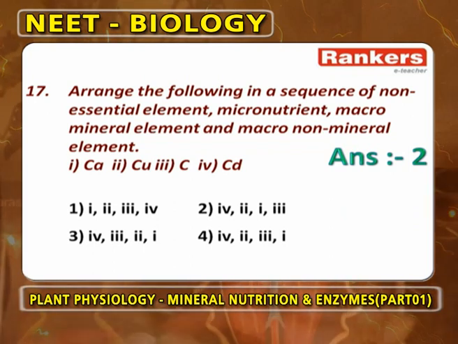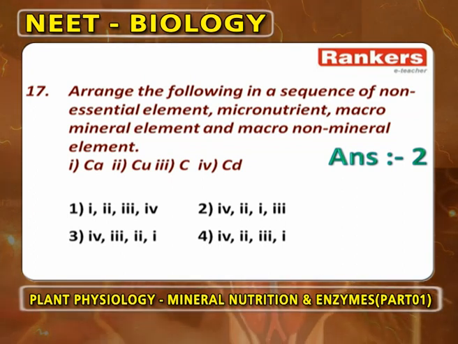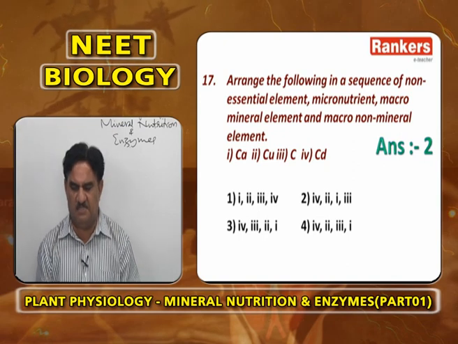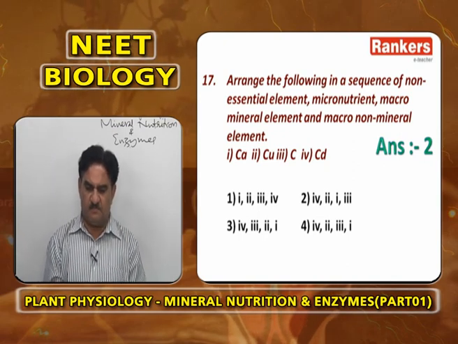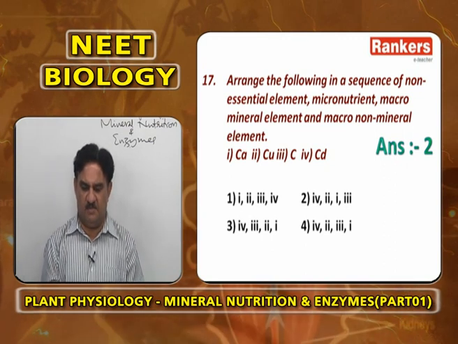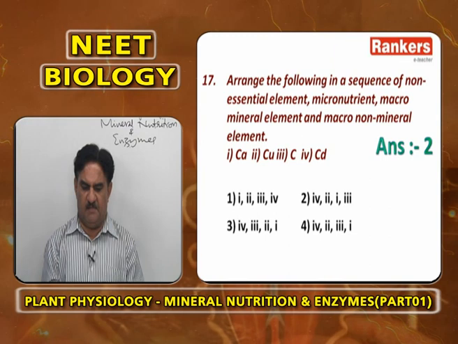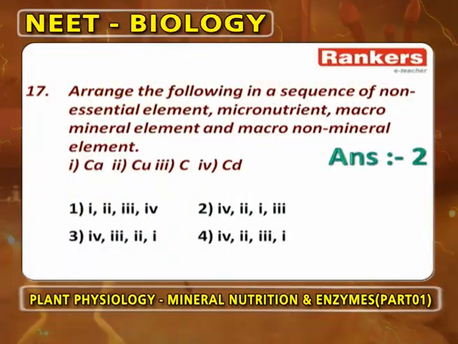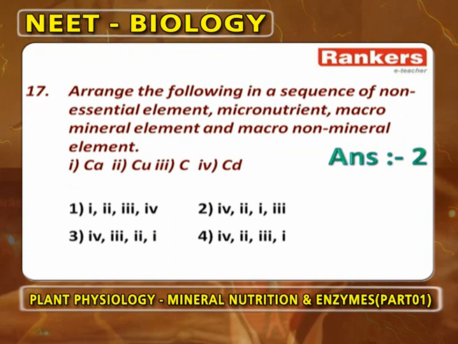Arrange the following in a sequence of non-essential elements, micronutrient, macronutrient, and macro non-mineral element. First, non-essential element: cadmium. Cadmium is a heavy metal which is a non-essential element. Then micronutrient: copper. Copper is a micronutrient. Macro mineral element is calcium, and non-mineral element is carbon.